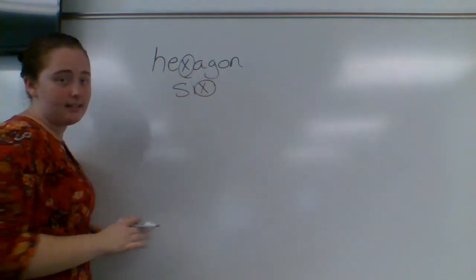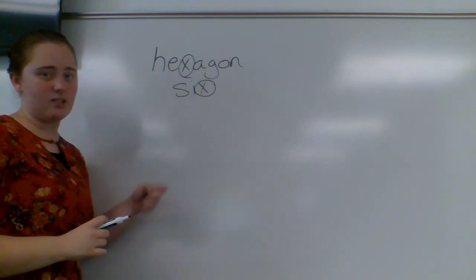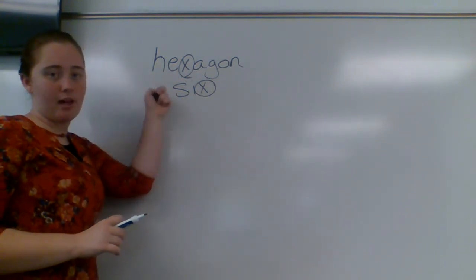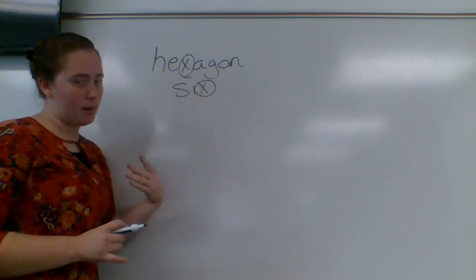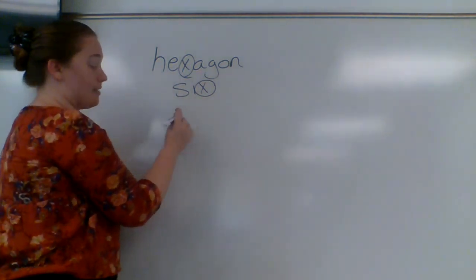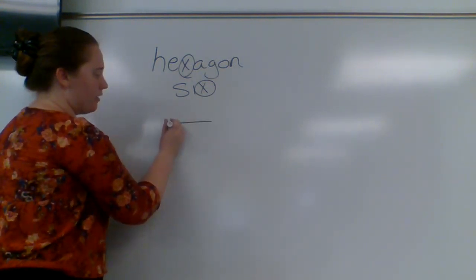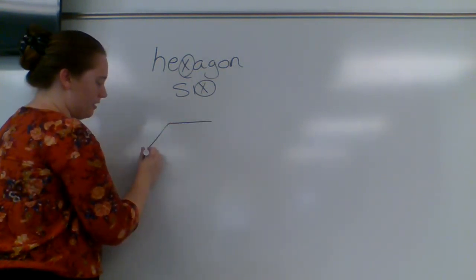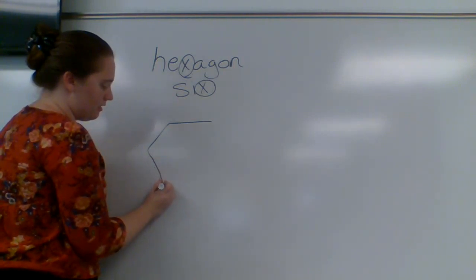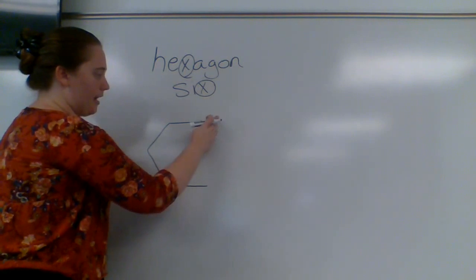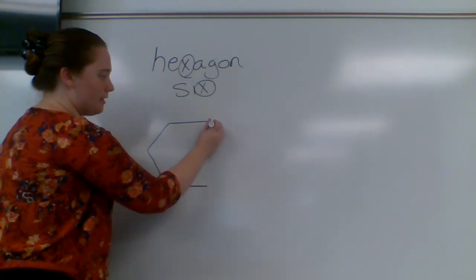6 has an X in it. Hexagon has an X in it. So I always remember that hexagon has 6 sides because they both have X in it. That kind of helps me to remember. So if I have a hexagon, let's see if I can even draw a hexagon. I have a side right here. Side, side, side. 1, 2, 3, 4. And if I have another one here and here, that would be 5, 6.